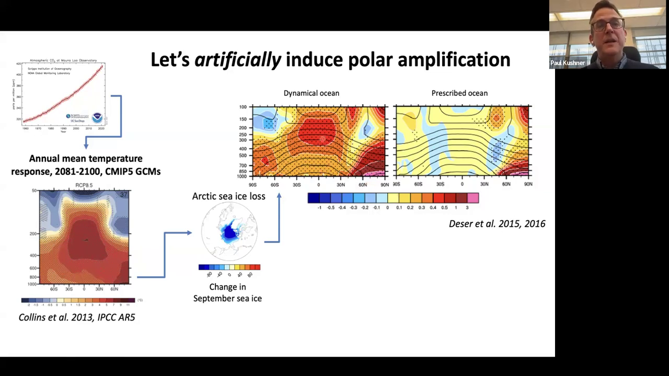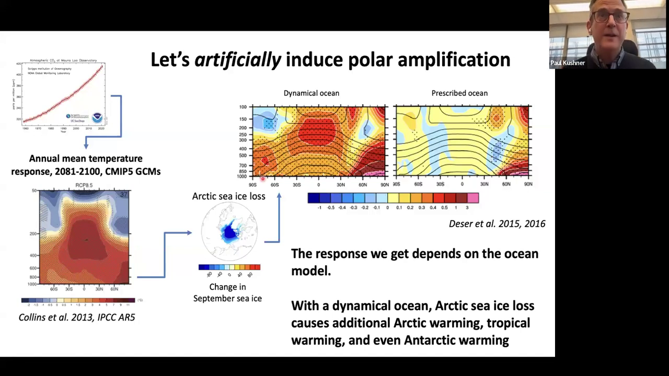So Clara called this a mini global warming. The actual strength of the warming here is relatively weak, but there's influence of this Arctic change in sea ice all the way into the southern hemisphere in this study. So the simple point is that the response we get depends on the ocean model. With a dynamical ocean, Arctic sea ice loss causes additional Arctic warming, tropical warming, and even Antarctic warming.